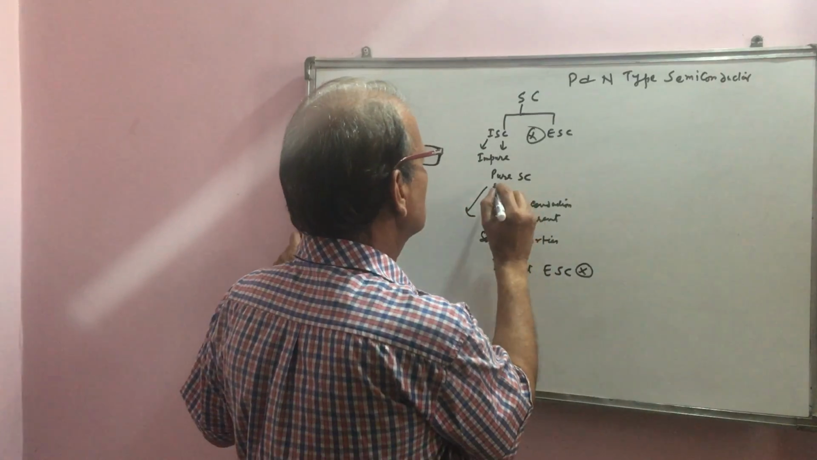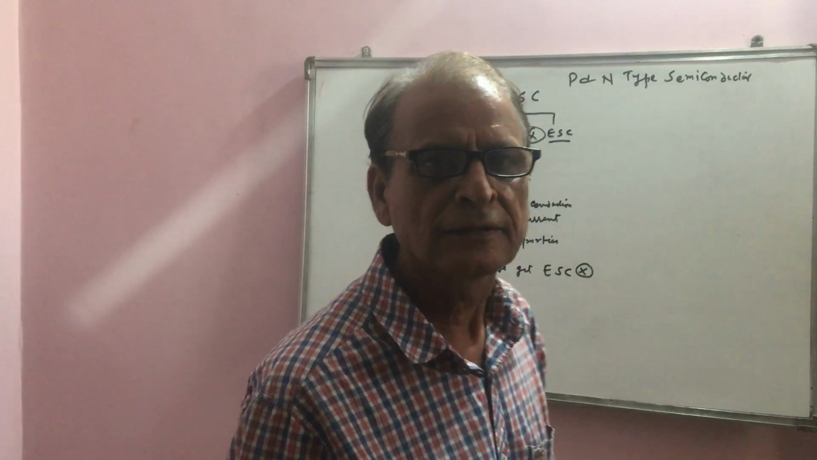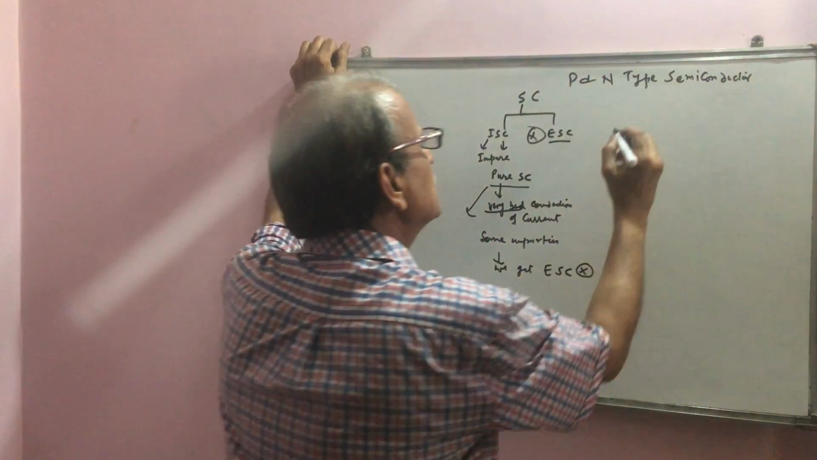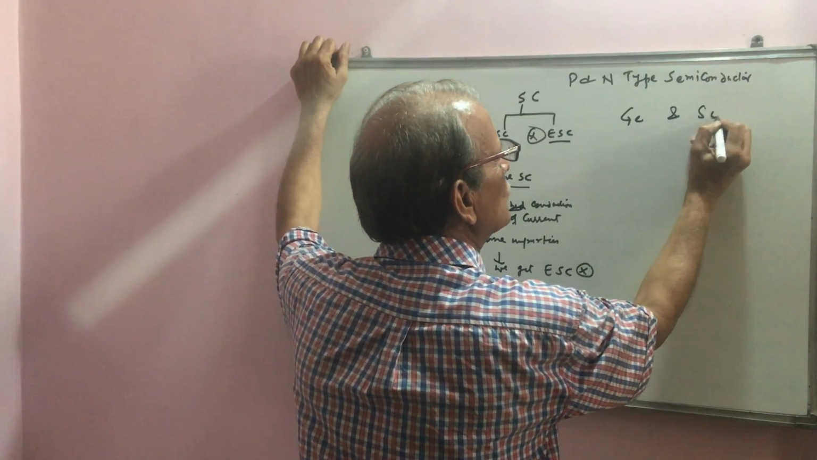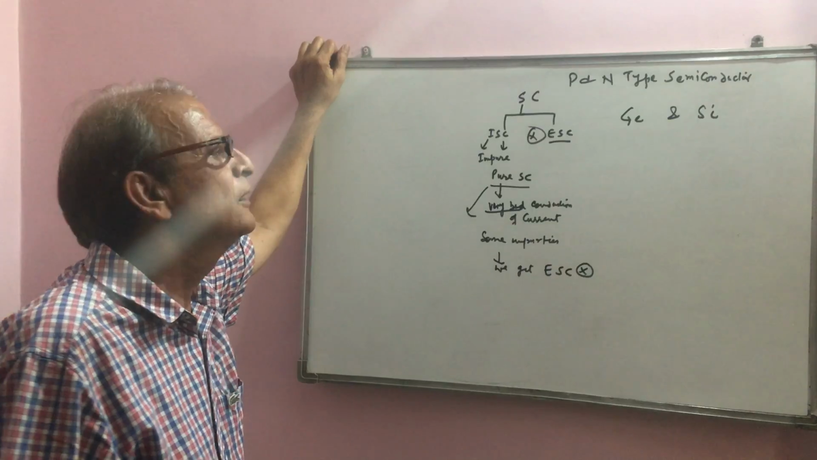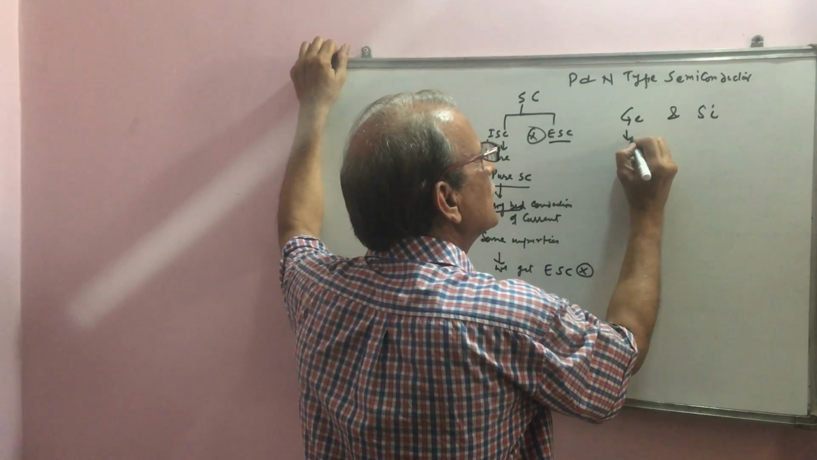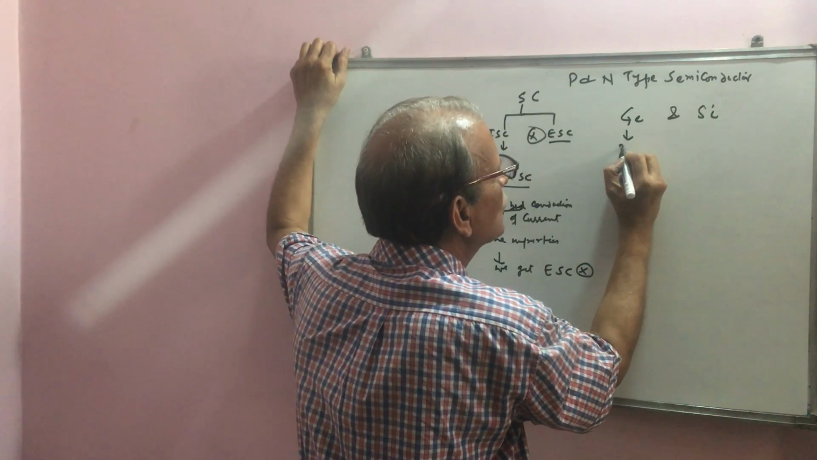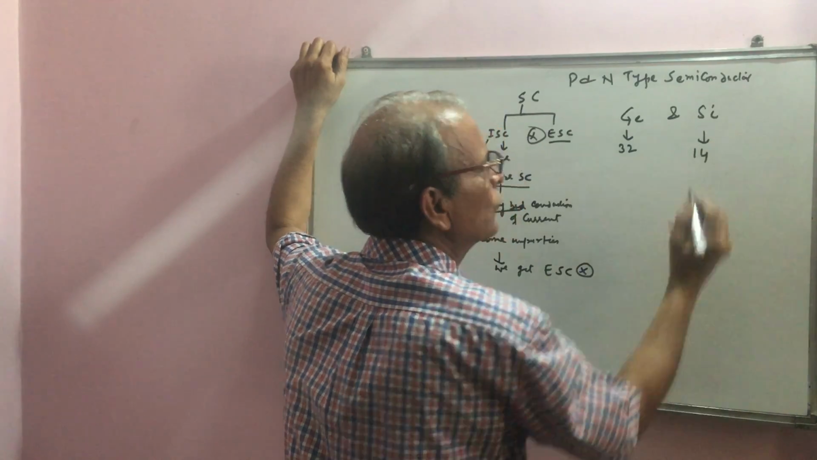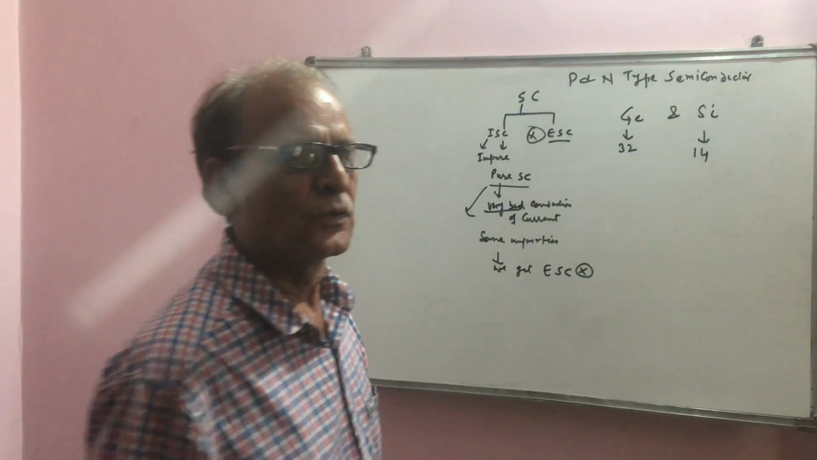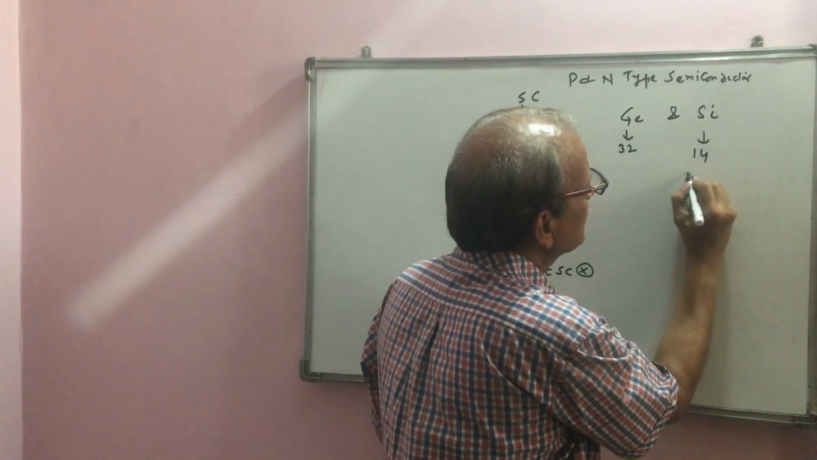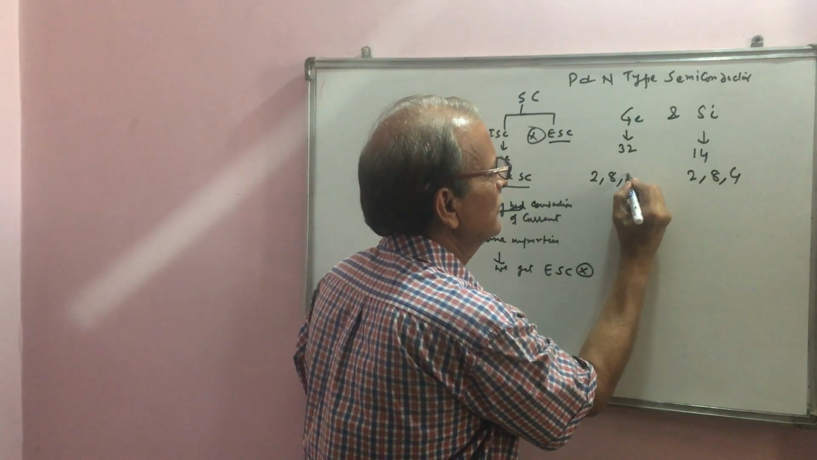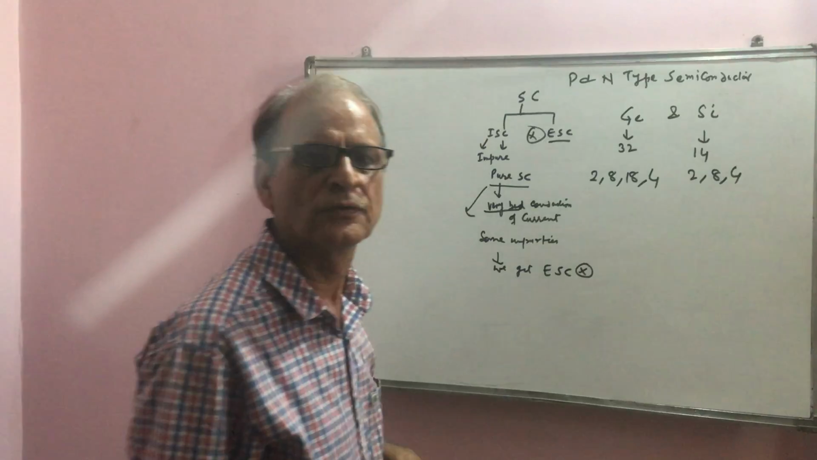So for intrinsic and extrinsic semiconductor, we must know the two semiconductor components, germanium and silicon. These are the basic semiconductor components. Atomic number of germanium is 32 and silicon is 14. Atomic configuration of silicon is 2, 8, 4 and of germanium is 2, 8, 18 and 4.